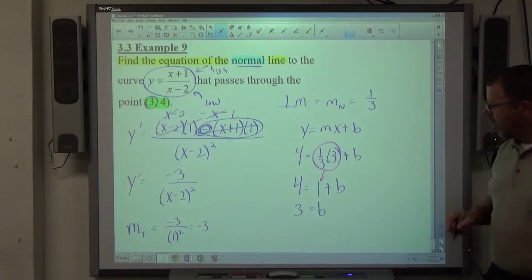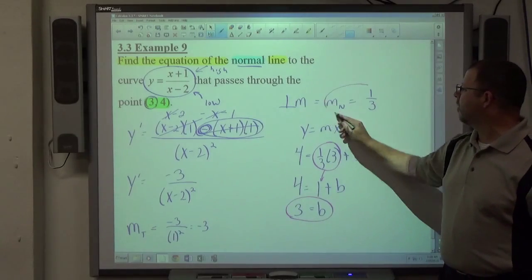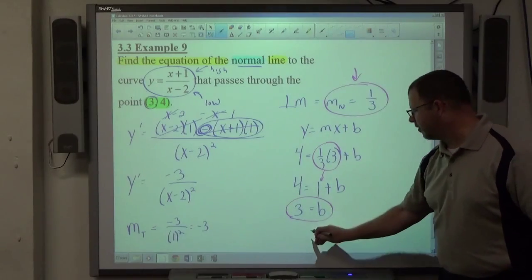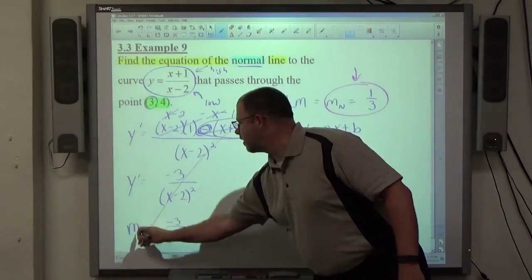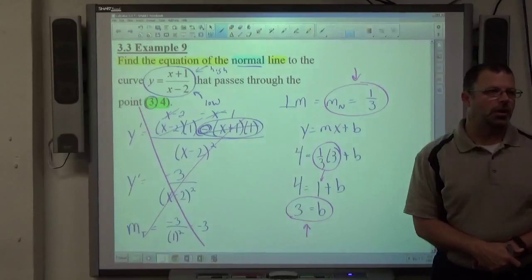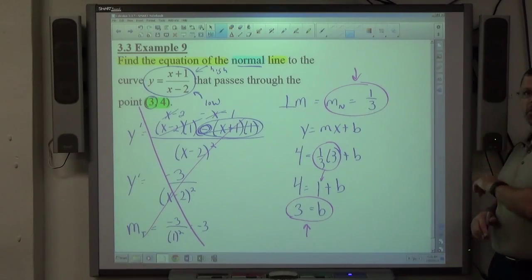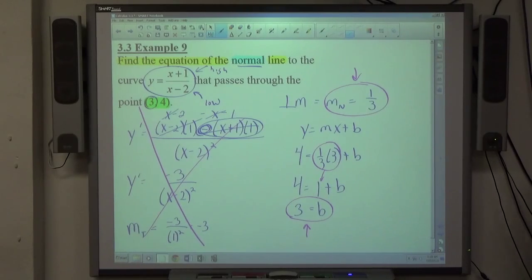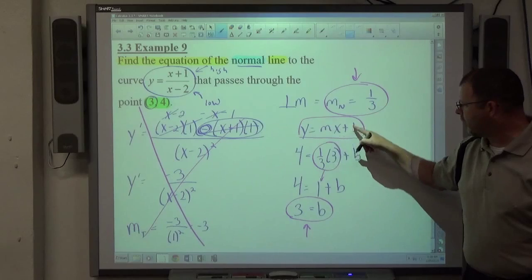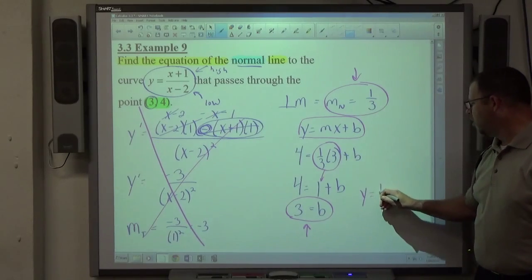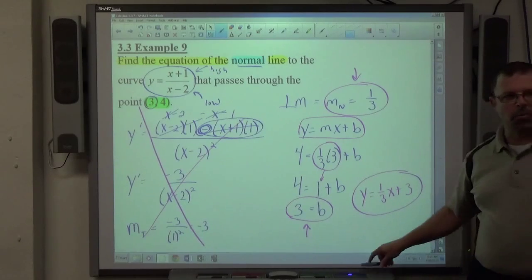Once I know the y-intercept is 3, and my slope again was 1/3, this is the slope I care about, this is the y-intercept I care about. Once I know this slope, all this stuff here is not of importance to me anymore. It's not going to help me get anything. Once I know what my normal slope is, everything over there is irrelevant to me. So, this is the structure of my answer, and I just substitute the slope and the y-intercept in. I'm going to get y equals 1/3 x plus 3. There's the equation of the normal line.